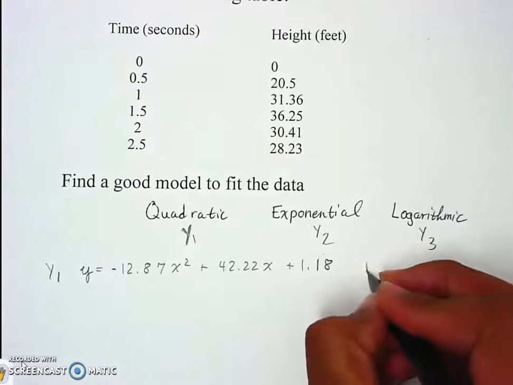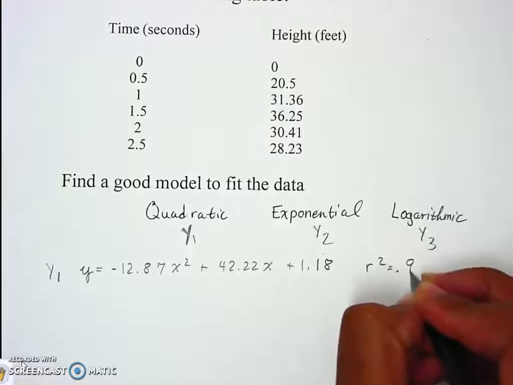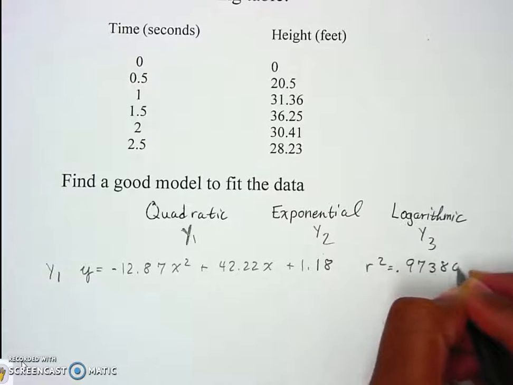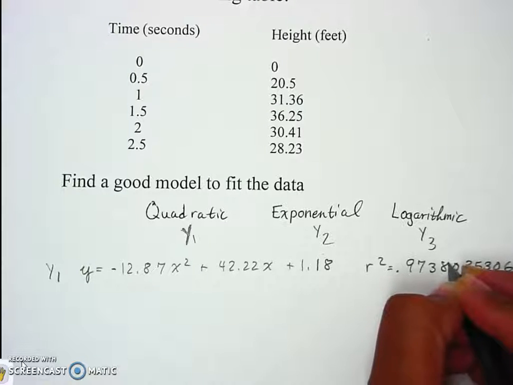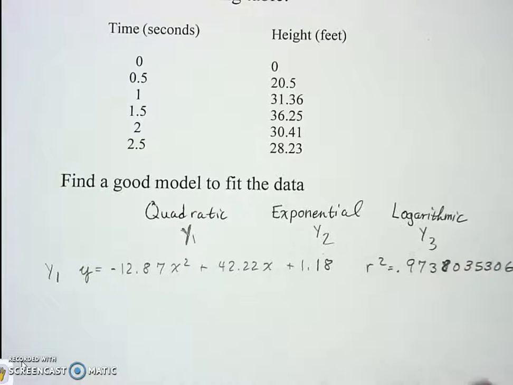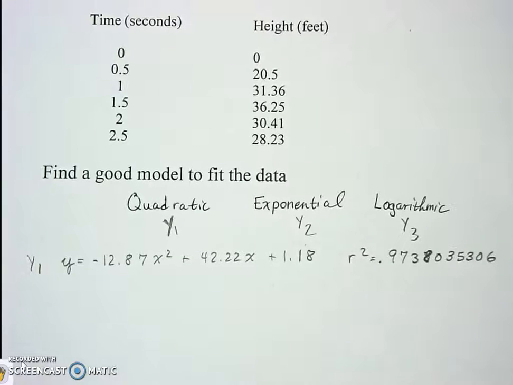I'm also going to write down R squared. Again, do not round R squared. Don't you round it. Don't you round that thing. All right, so we get that part.